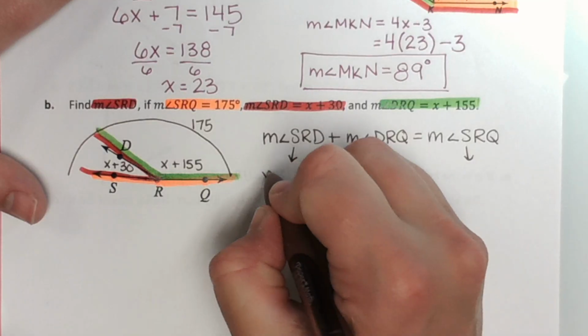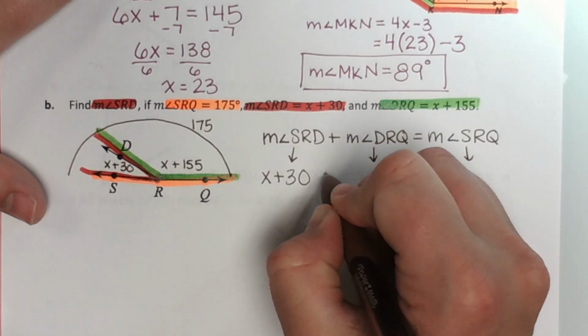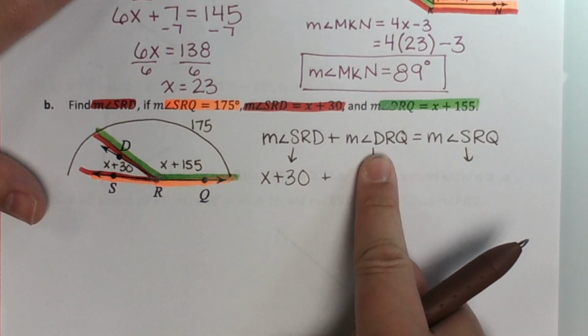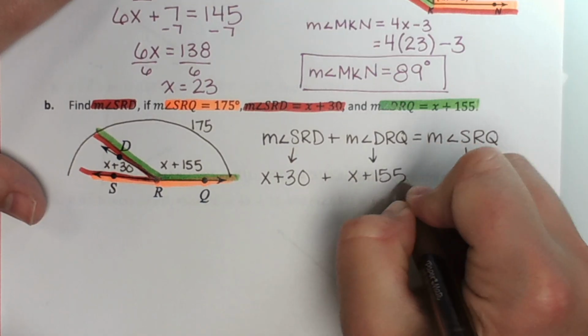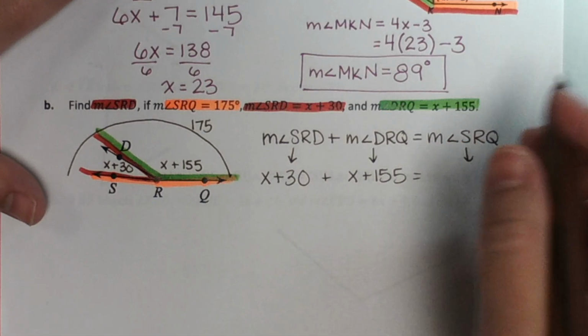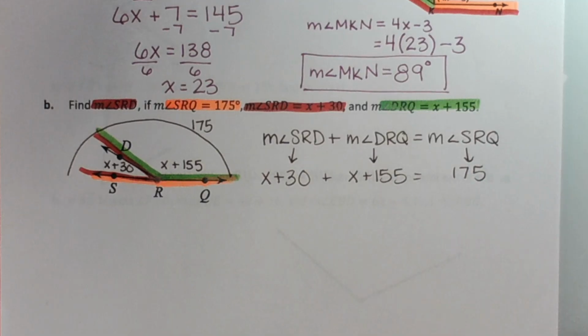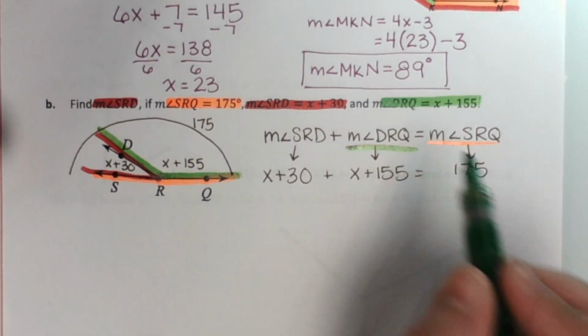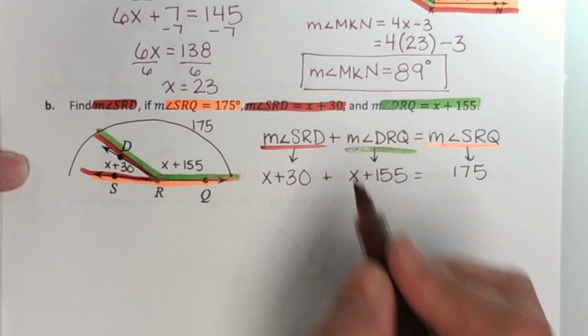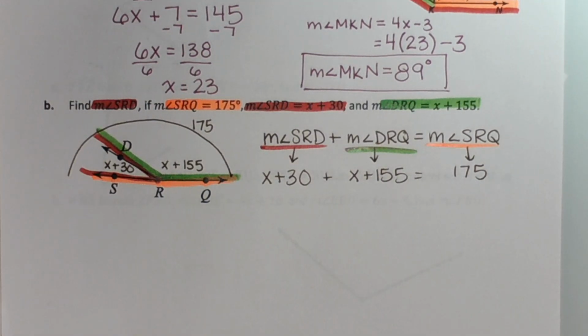SRD was the red one, x plus 30. Plus DRQ was the green one, x plus 155. SRQ was the orange one, 175. And if you want to highlight this equation as you go through too to help you keep track of things, go for it. The different color highlighters can help you keep track of what's what.